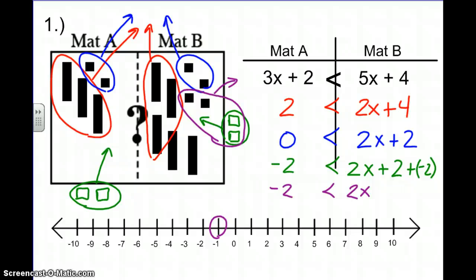What we want are all the values for x that make B greater than A. So we want to be sure that on our graph we shade in everything going to the right of that boundary point in the positive direction.